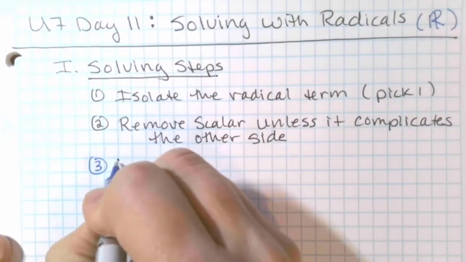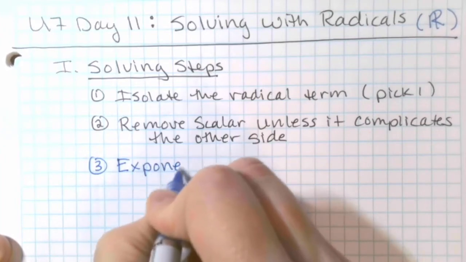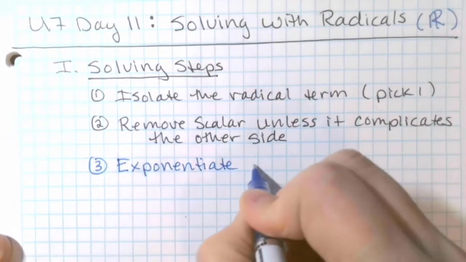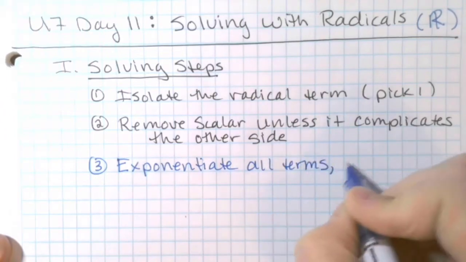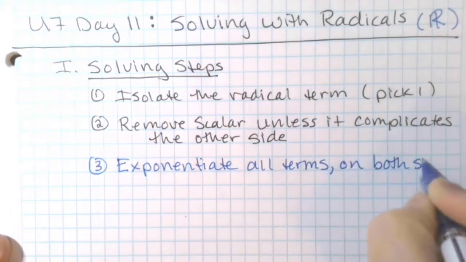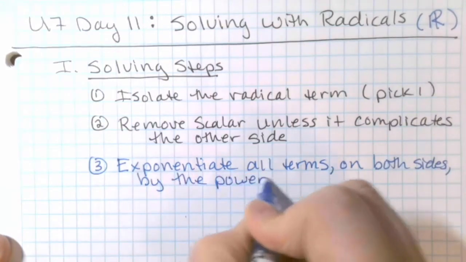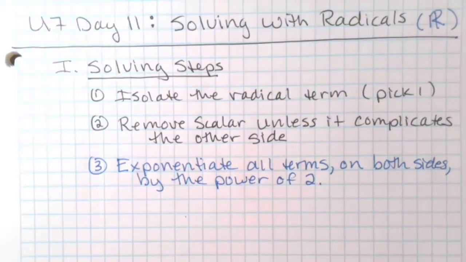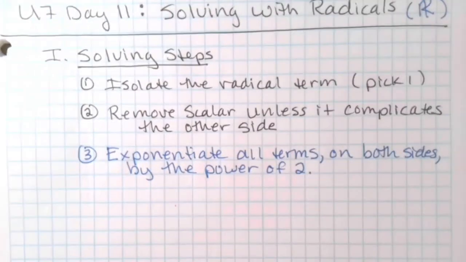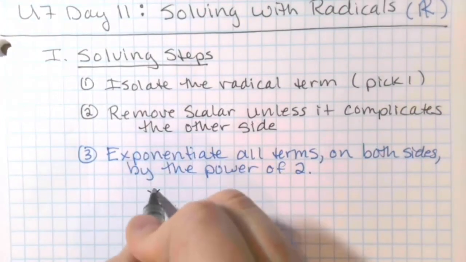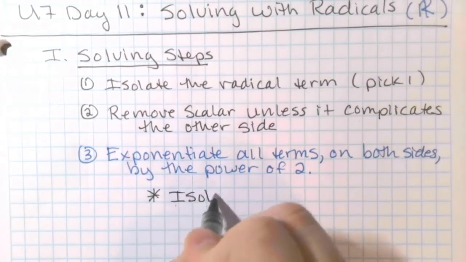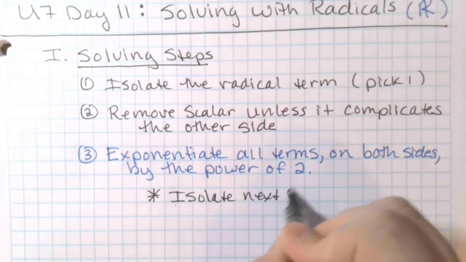All right, here is the money move. This is called exponentiating. You're going to exponentiate all terms on both sides by the power of 2. This will get rid of the radical. Okay, and exponentiate all terms both sides by the power of 2. And I'm going to put a side note on this. At this point, if you have two radicals, you would isolate the next radical and repeat.